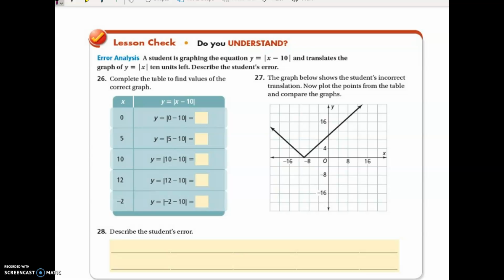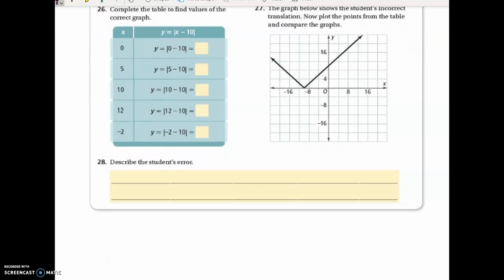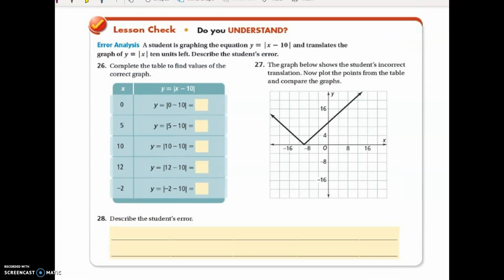So just remember the rules, review the rules as you are translating in your assignment, and just be careful because sometimes we have to move them different directions than we might want to.